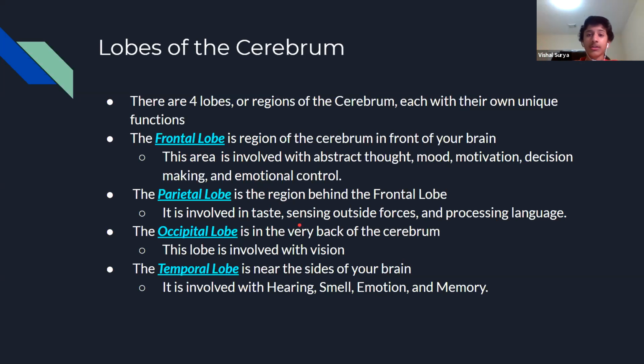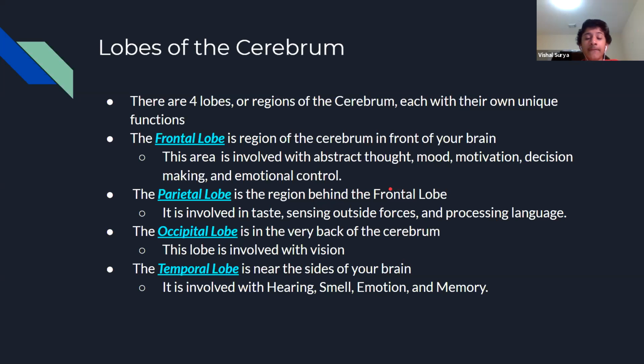Now, next is the occipital lobe. This lobe is at the very back of your cerebrum, and it is involved with vision. For example, when the light falls onto your eye, this information is taken to the occipital lobe, and it allows us to see everything that's going on. For example, for you to see your computer screen and to read these slides.